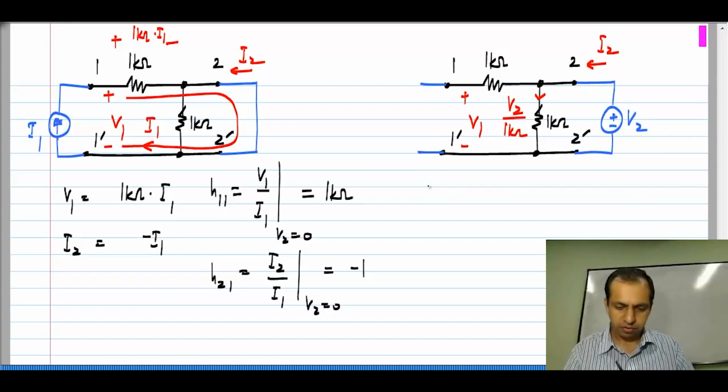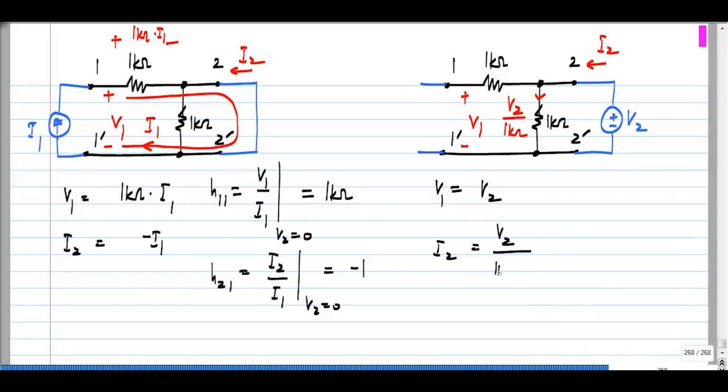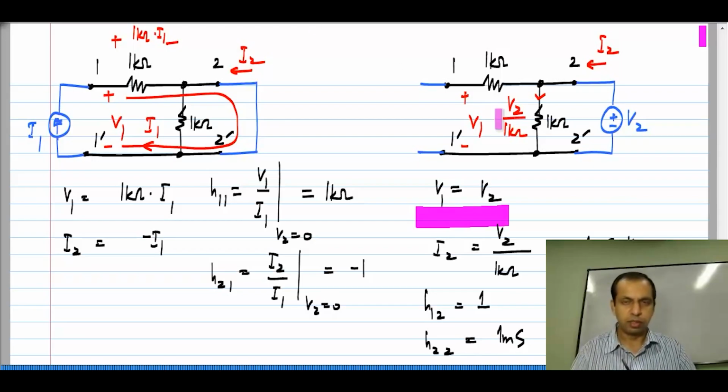So, we have V 1 equal to V 2 and I 2 equal to V 2 divided by 1 kilo ohm, or 1 millisiemens times V 2. From these two you clearly see that H 12 is 1, that comes from this equation, and H 22 is 1 millisiemens, that comes from this equation.